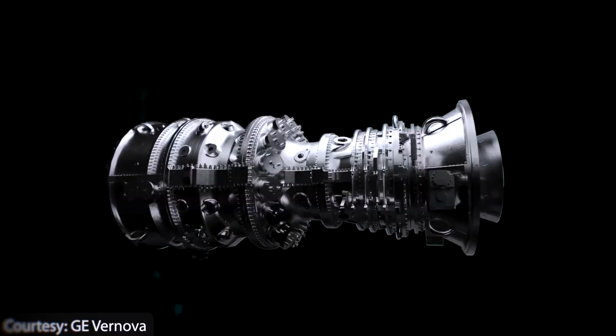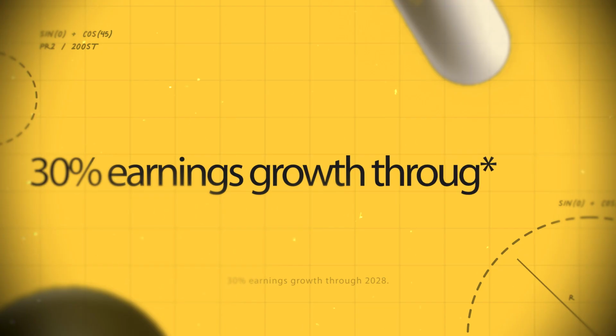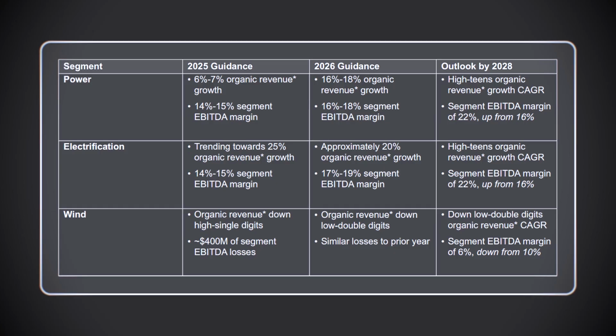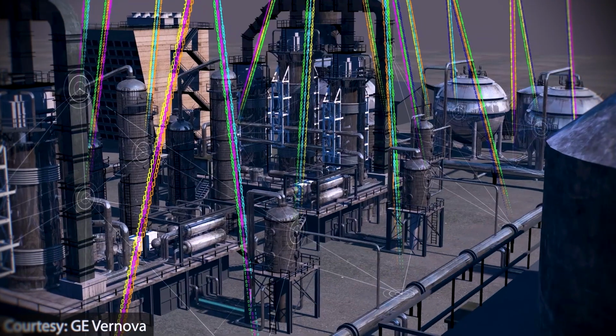That reality is now driving a surge in demand. At its recent investor day, GE Vernova confirmed that earnings growth above 30% annually through 2028 is not an aspiration. It's embedded in current demand. Its power segment, which includes gas turbines and long-term servicing contracts, is targeting mid-teens revenue growth while expanding EBITDA margins from single digits to over 20% by 2028. Meanwhile, its electrification segment is growing even faster, boosted by grid expansion and transformer demand tied directly to AI data center interconnections.